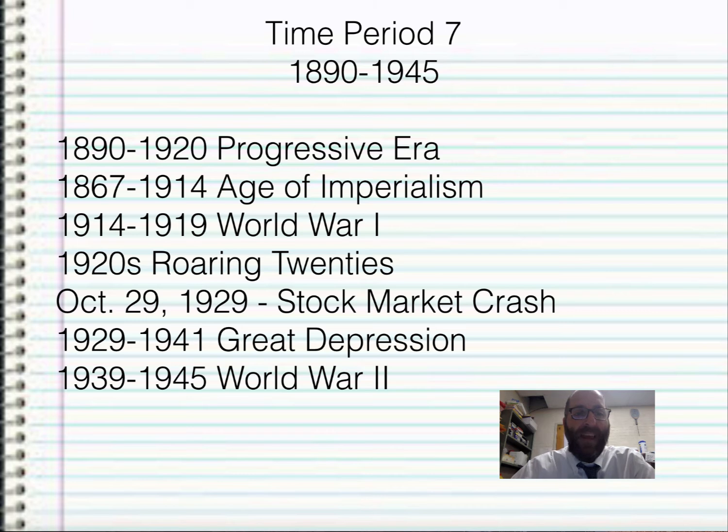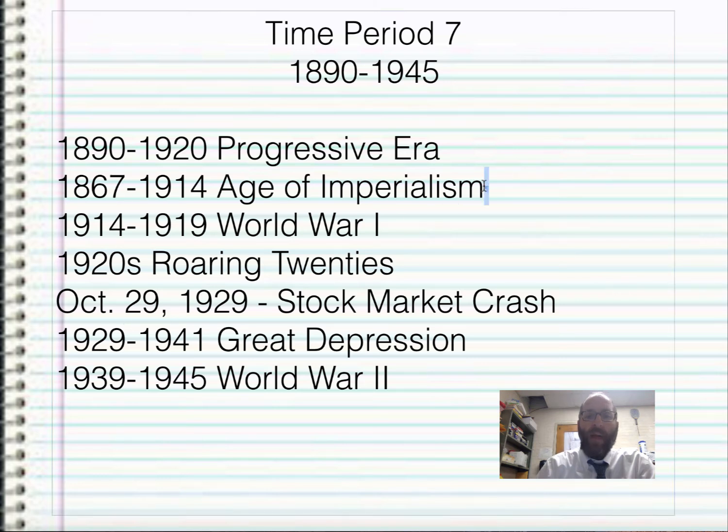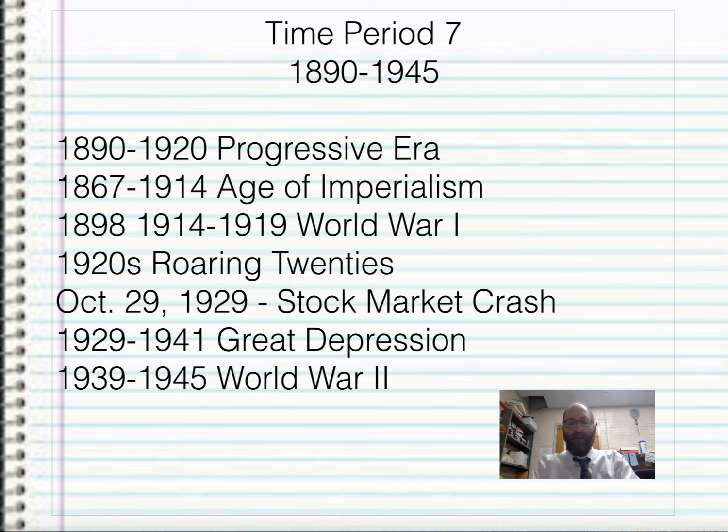All right, then we go to imperialism. The age of imperialism is 1867 to 1914. I started in 1867 because that is the date of the purchase of Alaska. So this is when America is becoming more of a force in world affairs. I'm realizing that I did not include the Spanish-American War on this timeline, which I'm going to try to do without messing up the video.